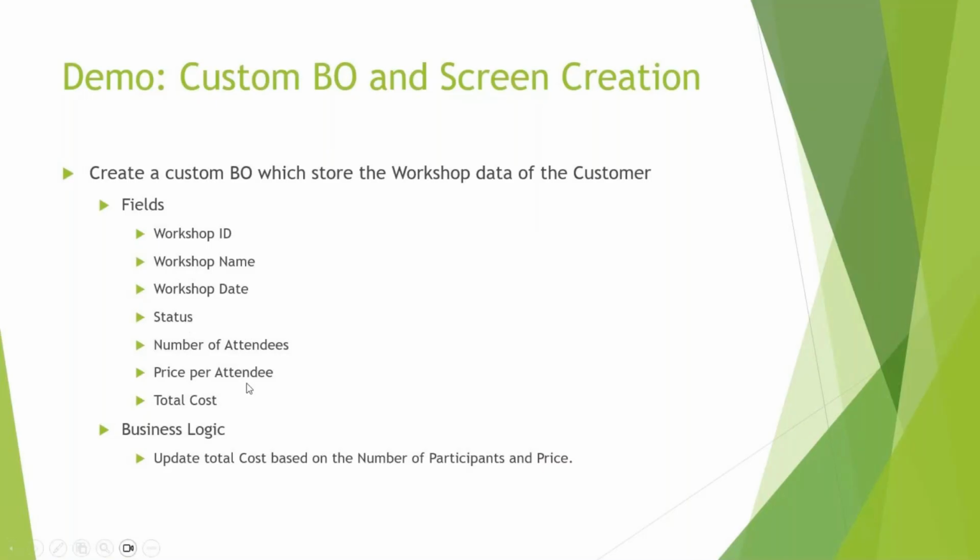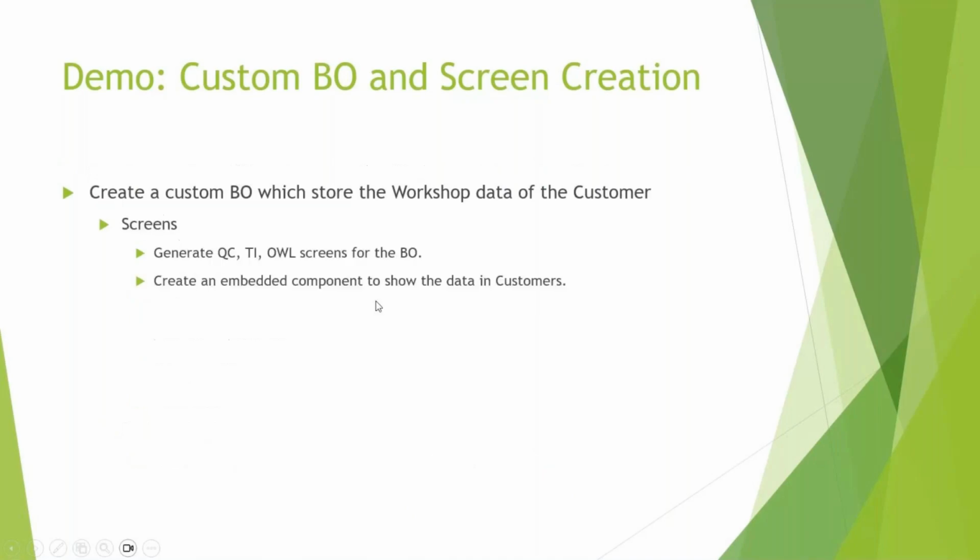So we'll just see how we can create it in a custom view. And then the business logic: we have to update the total cost. Here we have participants and the number of attendees. Once we create it, total cost has to be calculated based on these two fields, right? How to write this logic in a basic script, we will see. And then we will create screens like a QCTI and OWL screen for that view, and create an embedded component to show the data in a customer.